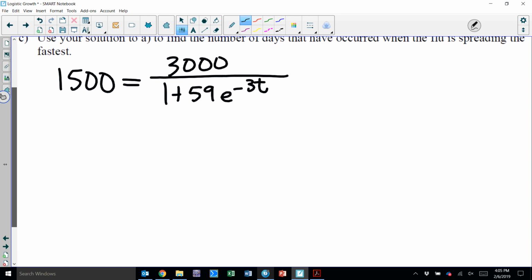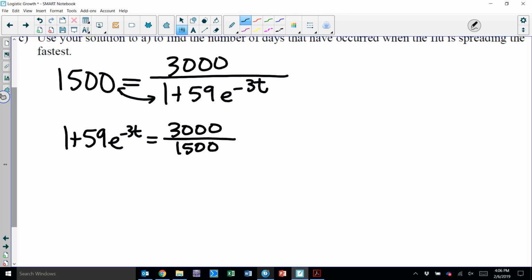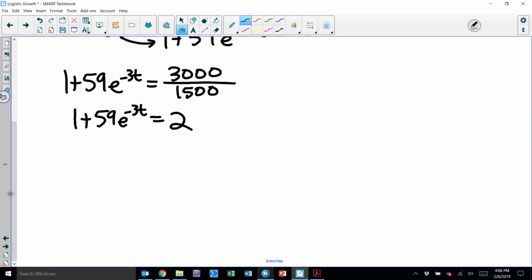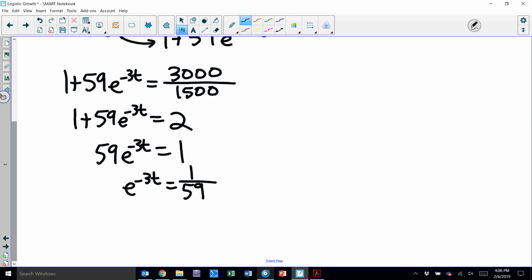We're going to actually go through and solve this instead of using a calculator because you need to know how to do it. Going to do that same little thing again, sort of switch places. So we have 1 plus 59 e to the minus 3t equals 3,000 over 1,500. So you're going to have 1 plus 59 e to the minus 3t equals 2. And then we just start getting e by itself. So 59 e to the minus 3t equals 1. We divide by 59. So we get e to the minus 3t equals 1 over 59.